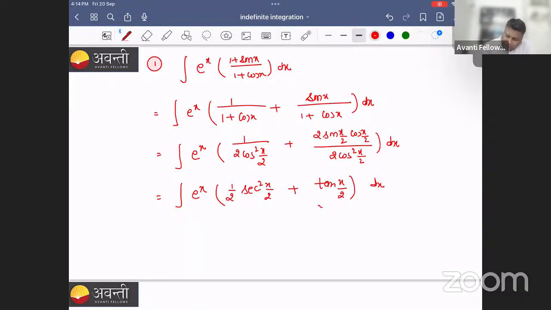Now assume if this is your f(x), then this is f dash x. If this is f(x), then this is f dash x. So this will be what? Integration of e to the power x f(x) is the final answer. Yesterday only I told you e to the power x f(x). So e to the power x tan x by 2 plus constant. Very simple question. I started with an easy question. Got it? See it once.